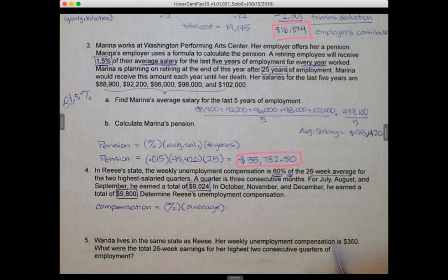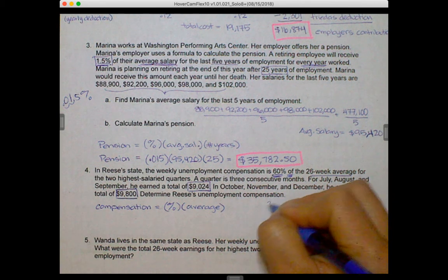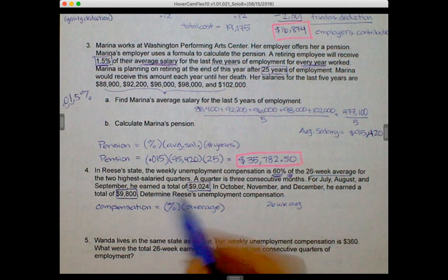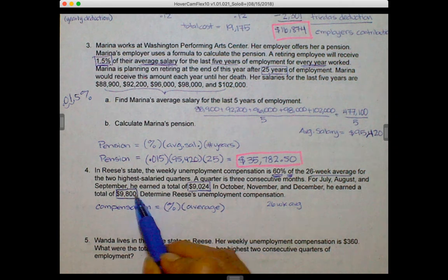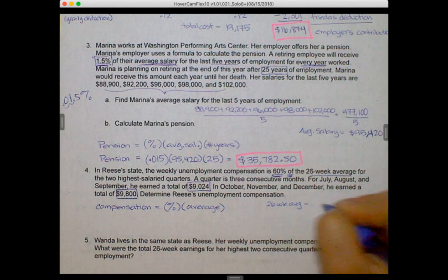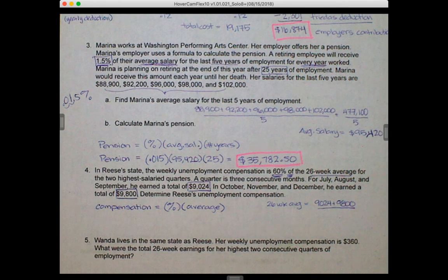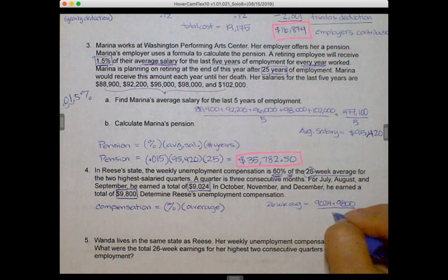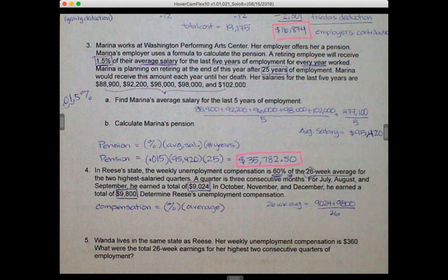Okay, to find his 26-week average, we're going to take his totals from the 2 quarters. We're going to add them together. And we're going to divide by how many weeks there were in those 2 quarters. So there were 26 weeks. So we are going to divide by 26.